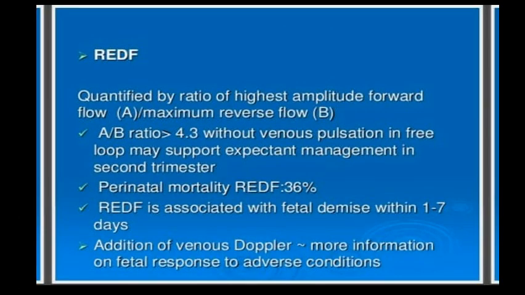Reverse end diastolic flow is quantified by ratio of highest amplitude forward flow by maximum reverse flow. This ratio greater than 4.3 without venous pulsation in free loop may support expectant management in second trimester. Perinatal mortality here is approximately 36%. This is associated with fetal demise within 1 to 7 days. Addition of venous Doppler gives more information on fetal response to adverse conditions.